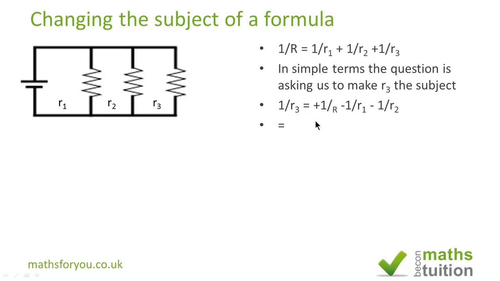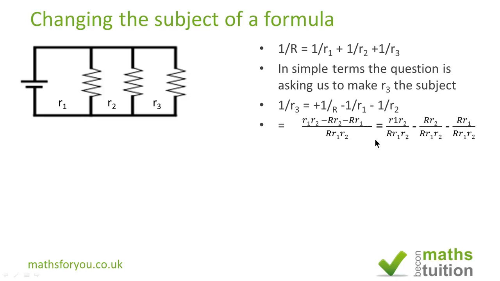So the next step is to find the lowest common multiple of R1 and R2, and the lowest common multiple for those three values is R, R1 and R2. So we don't have that. Now if we divide the denominator, R R1 R2, by big R, we end up with R1 R2, and if we divide the denominator by little r1, we get R R2, and if we divide the denominator by R2, we have R R1.